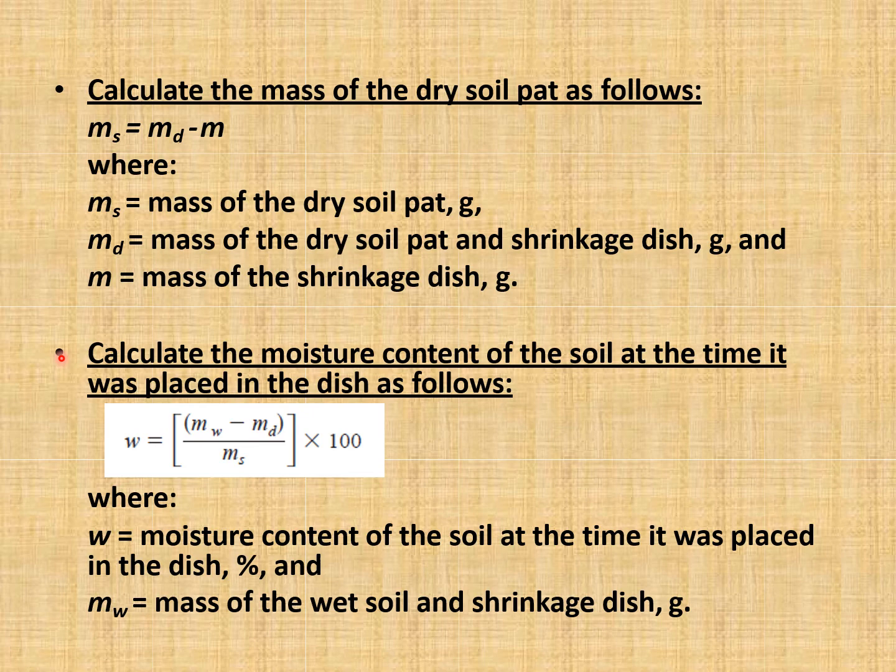So initial moisture content, you can say. W here in the formula means the moisture content of the soil at the time it was placed in the porcelain dish or shrinkage limit dish, and M sub W is the mass of the wet soil and shrinkage dish. You can see here M sub s is also involved, and you know M sub s is the mass of the dry soil pad, as we have already defined. In this way you can determine the moisture content of the soil at the time it was placed in the dish.